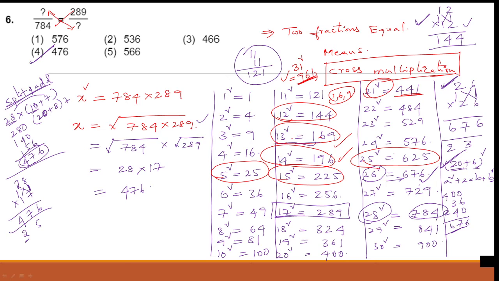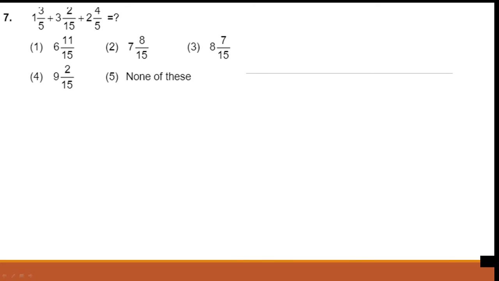Next one. Mixed fractions are given. We need to add these three mixed fractions. We can solve this using two methods. First, convert these mixed fractions into normal fractions. 5 ones are 5 plus 3, that is 8 by 5, plus 15 threes are 45 plus 2, that is 47 by 15, plus 5 twos are 10 plus 4, that is 14 by 5.